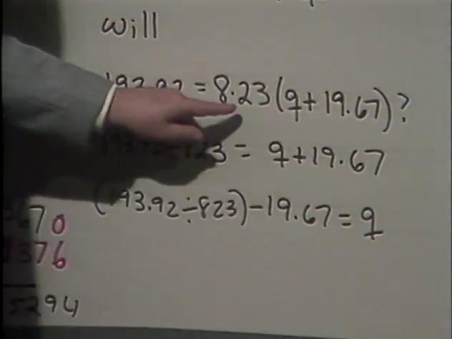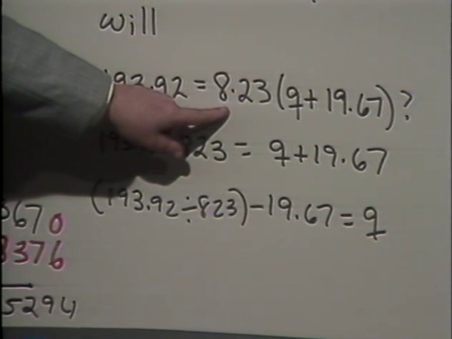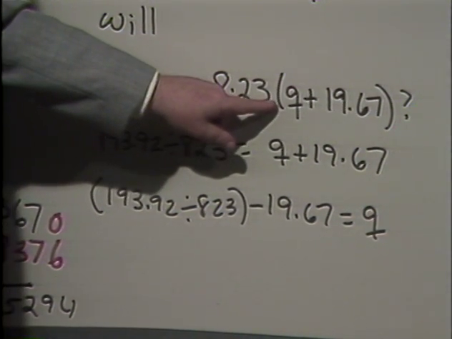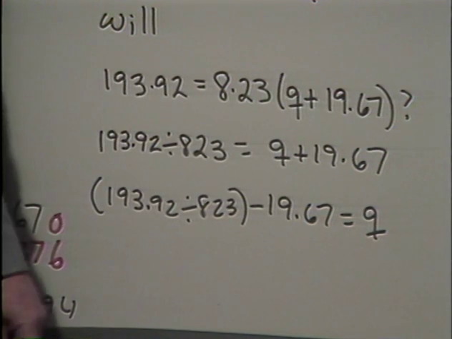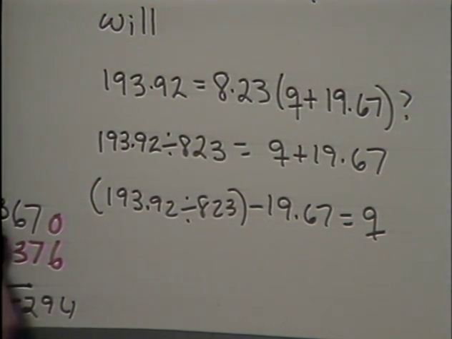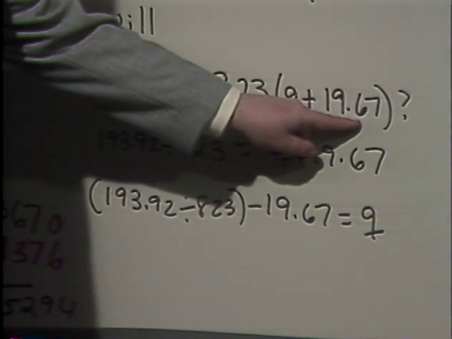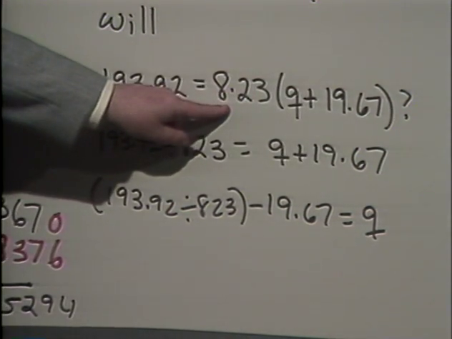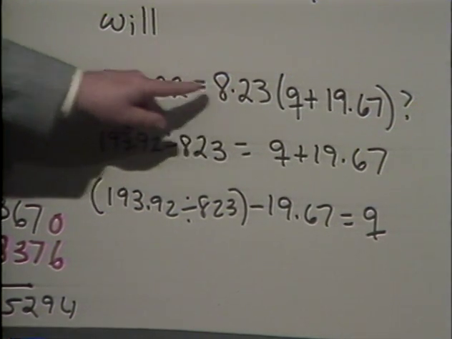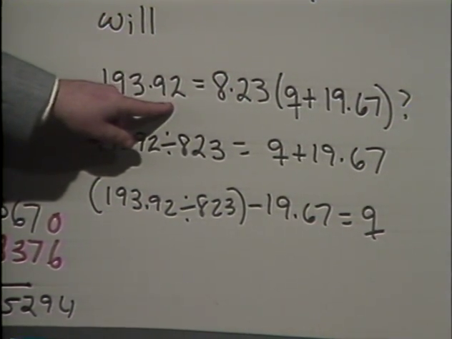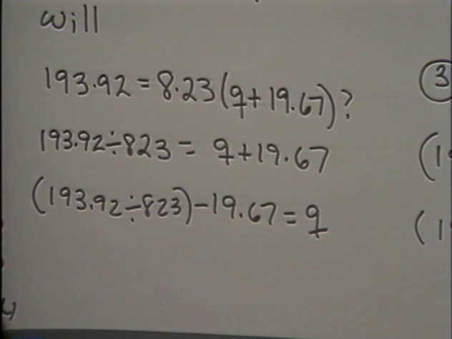What do you do next? You have to take the 8.23 into account. And since there's no arithmetic symbol between the 8.23 and the parentheses, it's understood to be multiplication. So it's: start with q, add 19.67, multiply by 8.23, and the answer is 193.92. And then the question says, what was q?